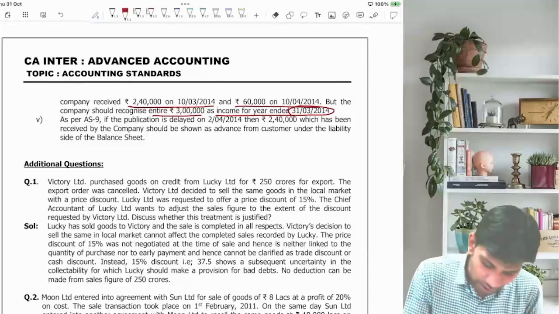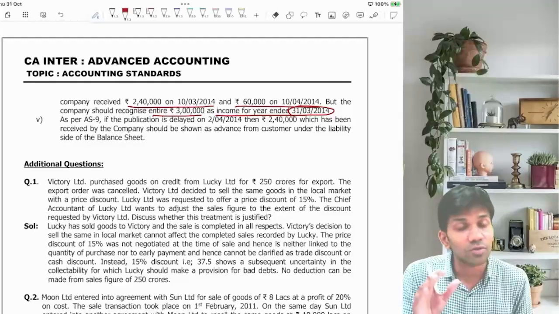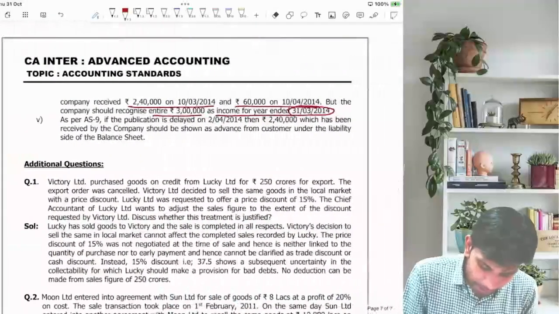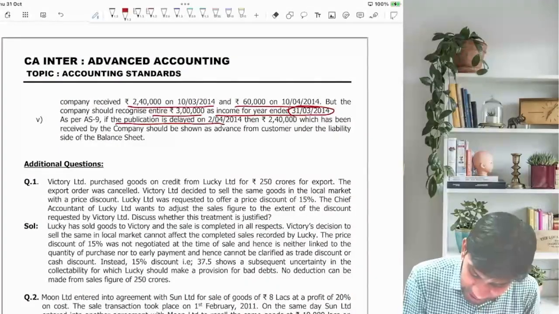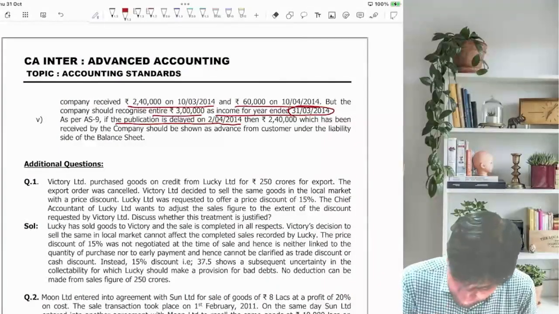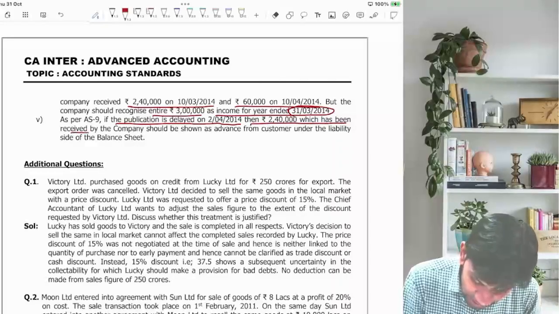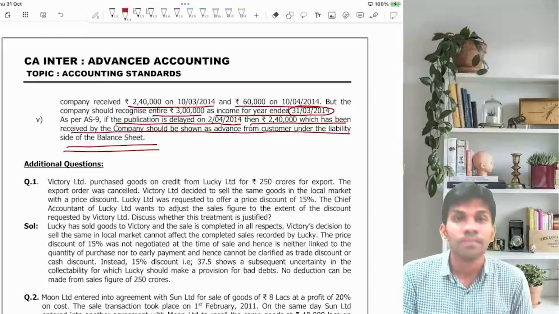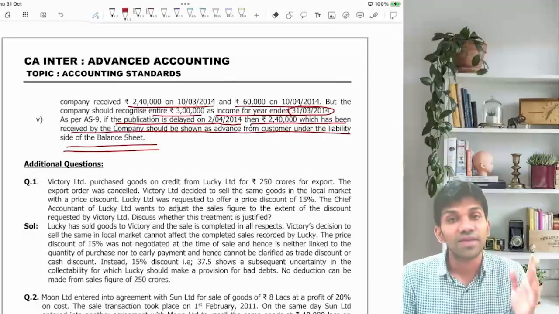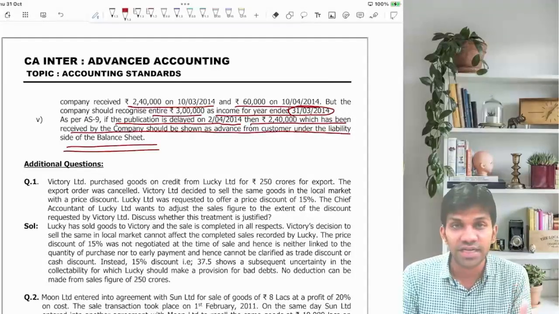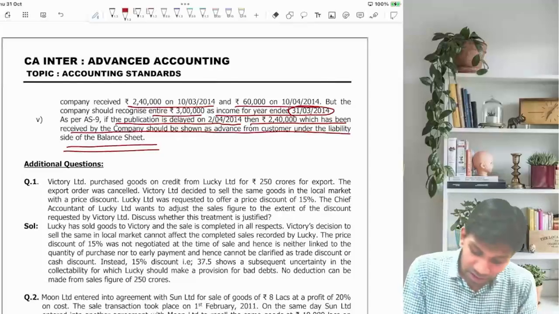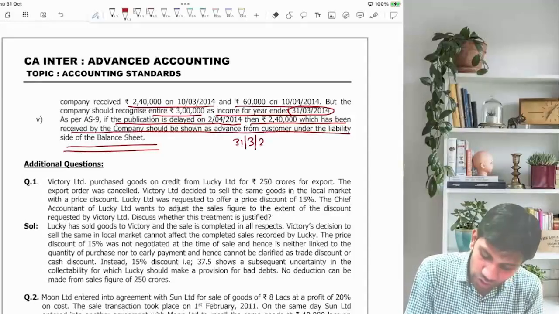Now, what if the advertisement got delayed and was published on 2nd April? As per AS-9, if the publication is delayed to 2nd April, then the 2,40,000 which has been received by the company should be shown as advance from customer under the liability side of the balance sheet. If the advertisement for the month of March is delayed and published not on 15th March but on 2nd April, my year ends on 31st March 2014.